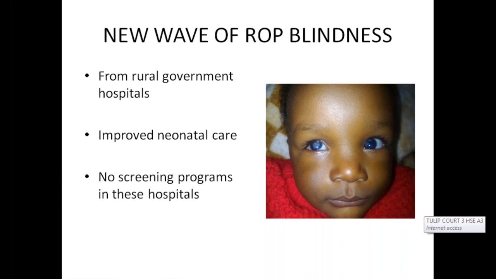ophthalmologists and to retina specialists. And these babies were coming with stage 5 RoP at the age of 4 to 5 months. And these were not coming from private hospitals, but they were coming from rural government hospitals, which were improving their neonatal care, but had no screening programs available for RoP. And so basically, these children were missed and came to us with blinding RoP. And so we realized that we needed to do more to curb this new epidemic that we were seeing.